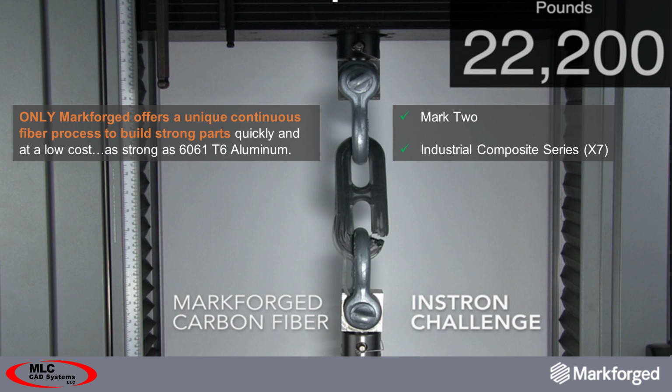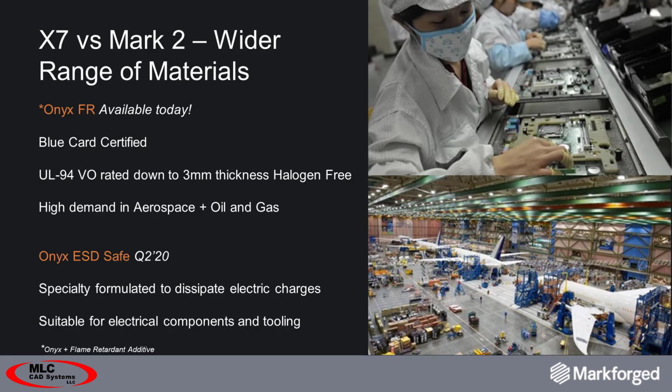But as you're looking at required capabilities, understand that both of those platforms offer what has made our brand, which is strong parts in a manufacturing environment across a wide variety of applications. I mentioned earlier future materials development. For example, we just released a flame retardant version of Onyx. The Onyx FR material is only available on the industrial composite platform.